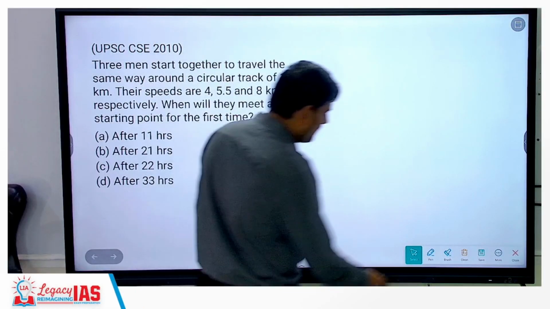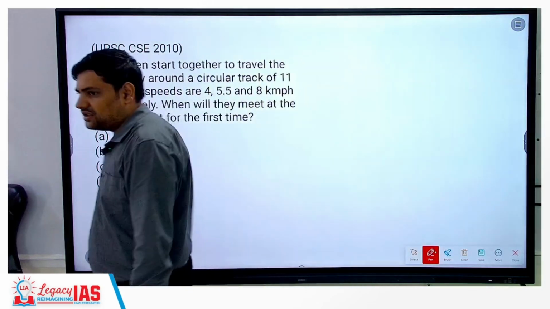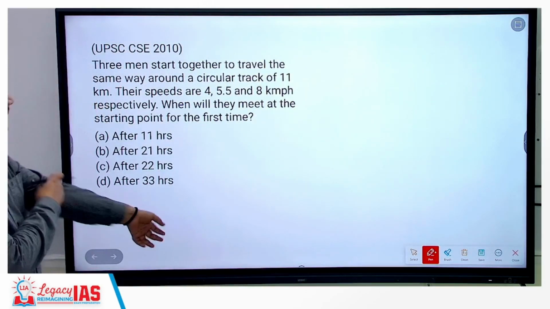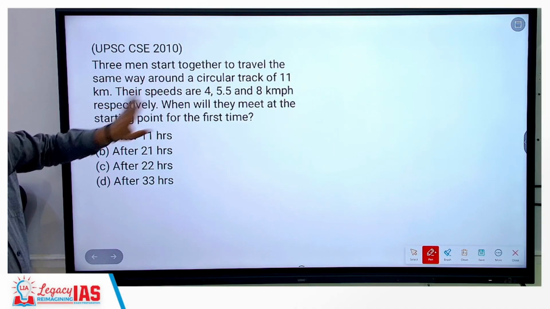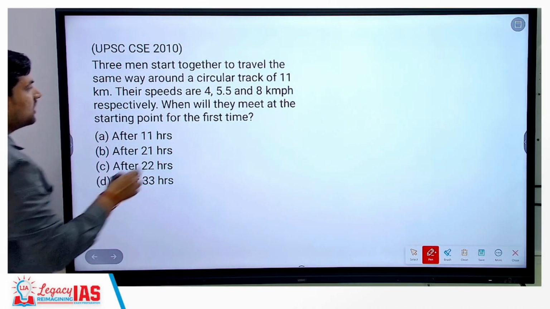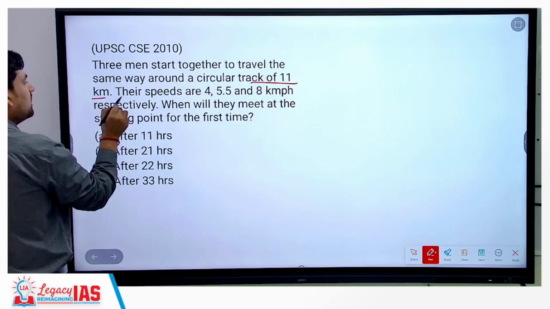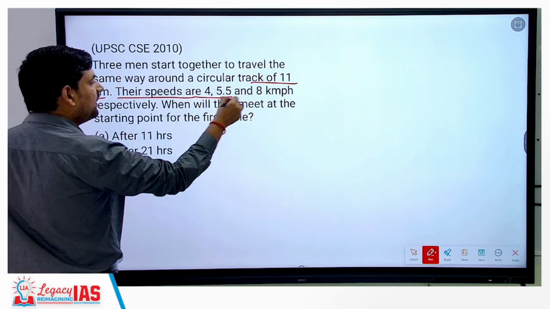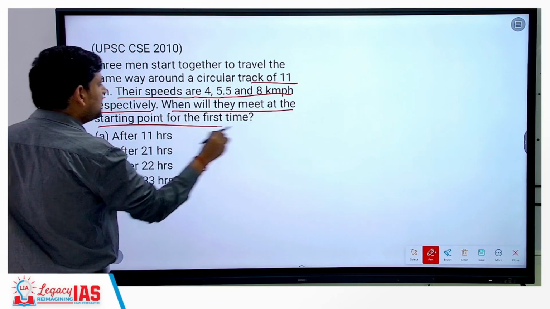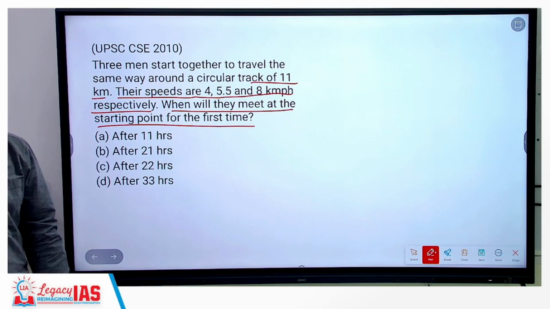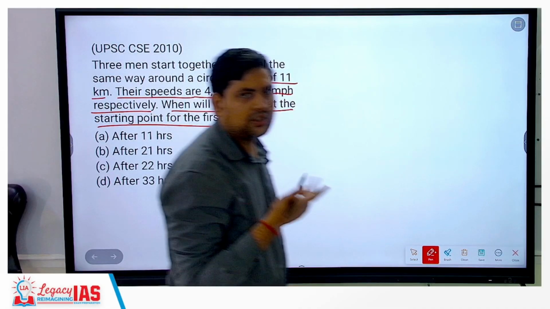Then the last is the other type of question that we saw. 3 men start together to travel the same way around a circular track of 11 kilometers. Their speeds are 4, 5.5 and 8 km per hour respectively. When will they meet at the starting point for the first time?